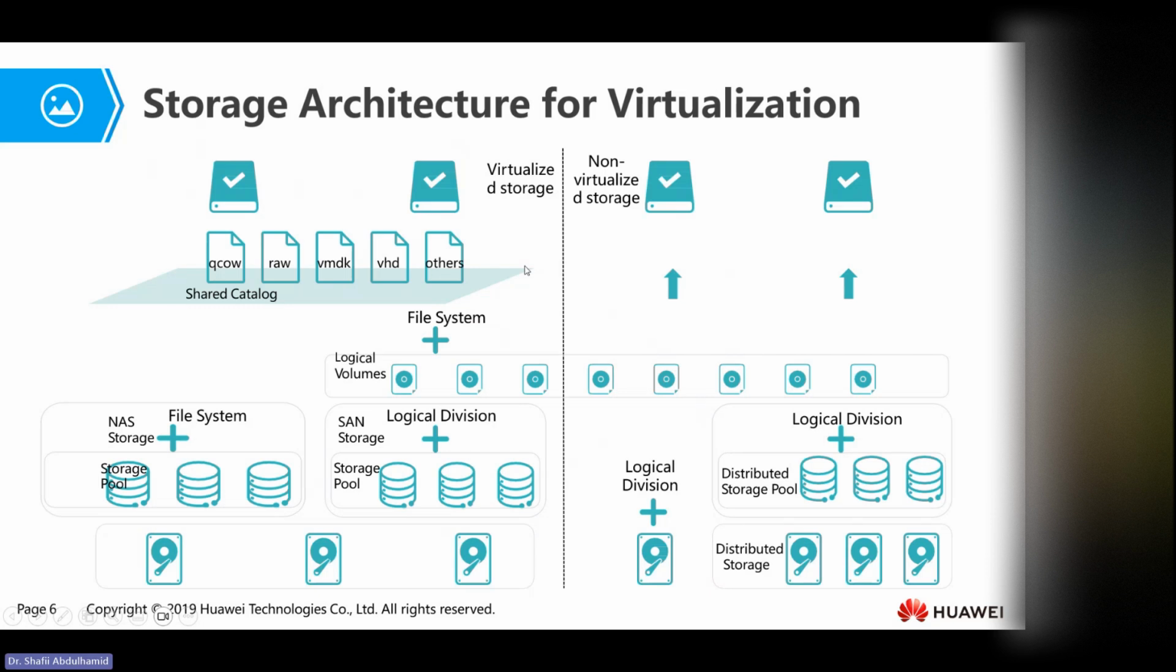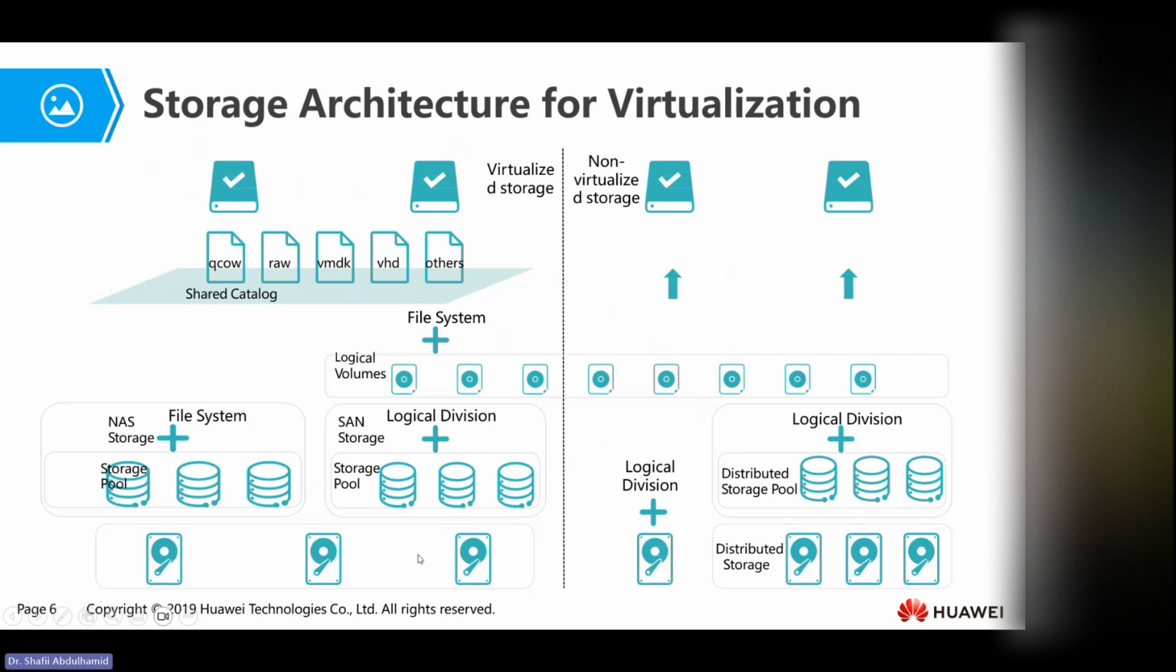So let's look at the general storage architecture for virtualization in the cloud environment, starting with virtualized storage. The storage architecture is divided into two actually, the virtualized storage and the non-virtualized storage. For virtualized storage, it always has to start with the physical device, in this case, the physical storage device. So at the lowest level, okay, we have the physical storage device.